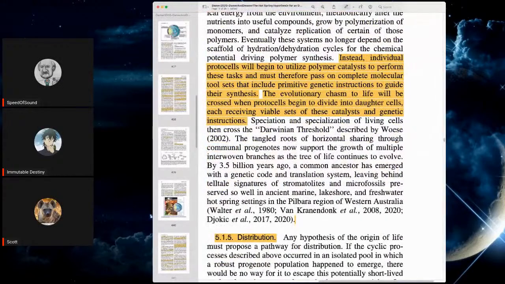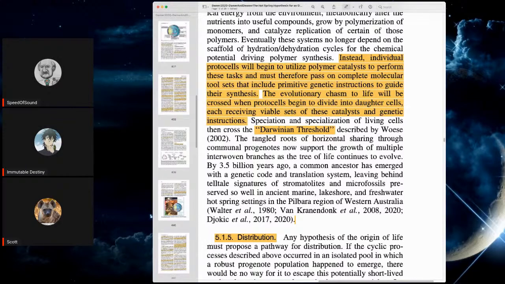Speciation and specialization of living cells then cross into the Darwinian threshold, described by Woese 2002. The tangled roots of the horizontal sharing through communal progenotes now supports the growth of multiple interwoven branches as the tree of life continues to evolve. By 3.5 billion years ago, a common ancestor has emerged with a genetic code and translation system, leaving behind telltale signatures of stromatolites and microfossils preserved so well in ancient marine, lakeshore, and freshwater hot spring settings in the Pilbara region of Western Australia.